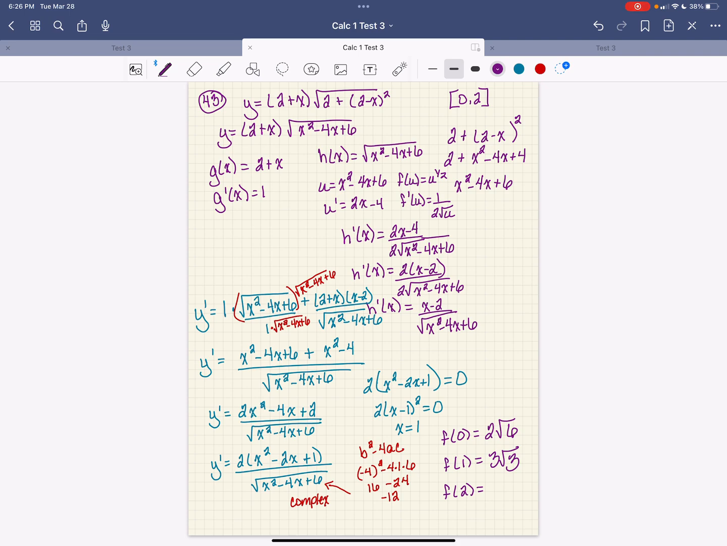Wait, let me check that real quick. 2 minus 1 is 1 squared. That's square root of 3. Yeah, it is. And then when I plug 2 in, I get 4 on the square root of 2.